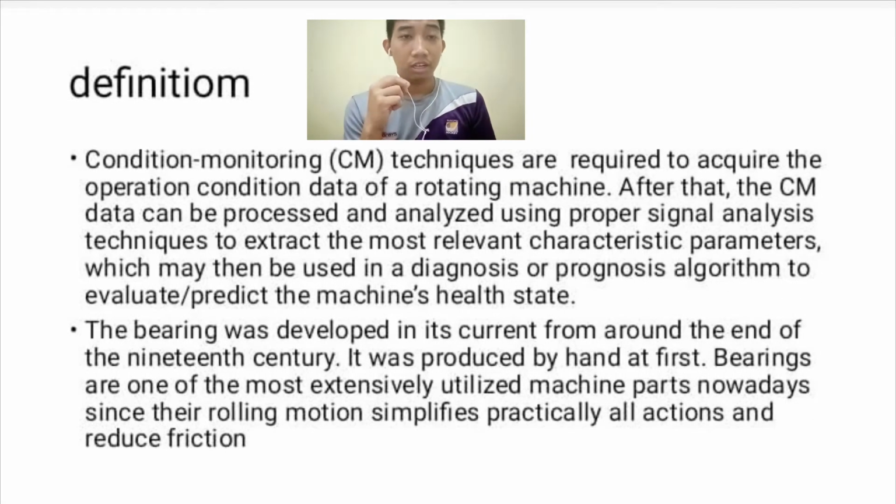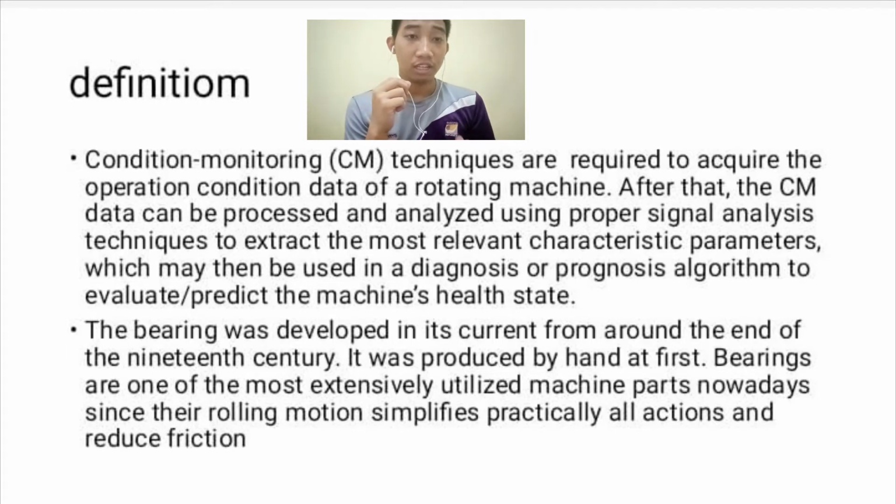And then, the definition of condition monitoring is about acquiring the operation condition data of the rotating machine. After that, the data can be processed and analyzed using a proper signal analysis technique to extract the most relevant characteristic parameters. It will be used to evaluate the machine's health state.